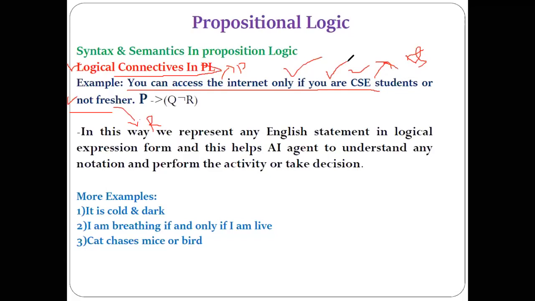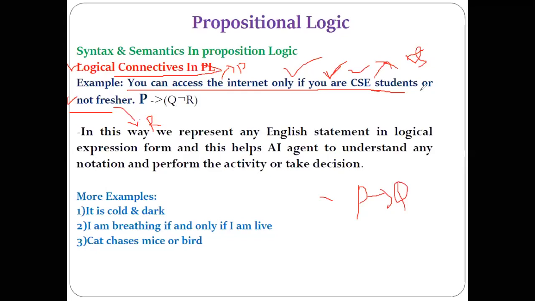Now, which kind of connective should we utilize here in case of the first two statements? Which kind of logical operator will be required? You can access the internet if you are a CSC student. We need the conditional. The condition is that you should be a CSC student. So that's why here you can simply write the logic in this way: P implies Q.